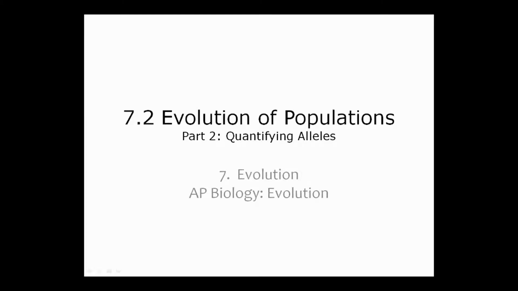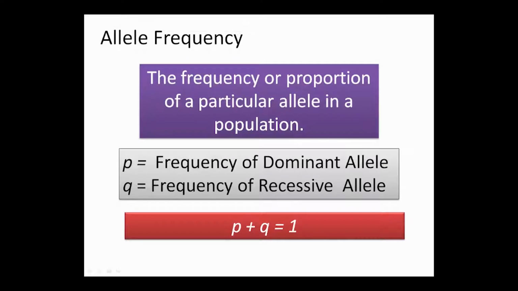So with that, now that we have some background looking into what a population is, I want to get into quantifying alleles. How do we quantify alleles in a population to say, yes, evolution is occurring, or no, evolution is not occurring? So the first thing we need to learn is allele frequency.